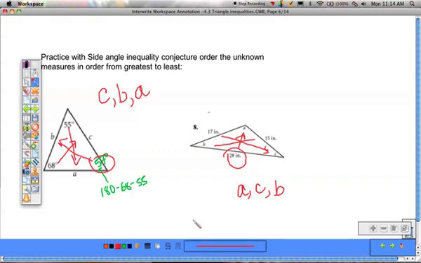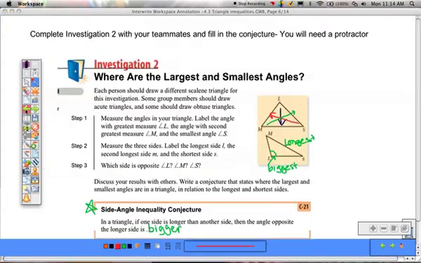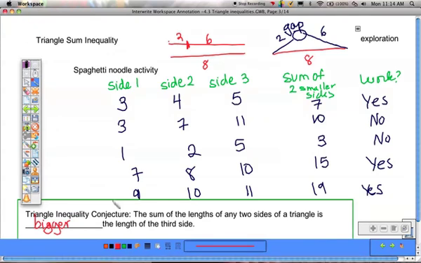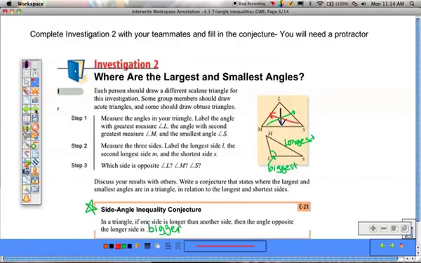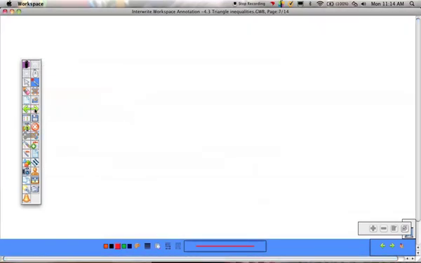All right, so two important conjectures. The first one is that the sum of the lengths of any two sides of a triangle has to be bigger than the length of the third side. And the other conjecture is that in a triangle, the biggest side is across from the biggest angle. And then it works its way down.